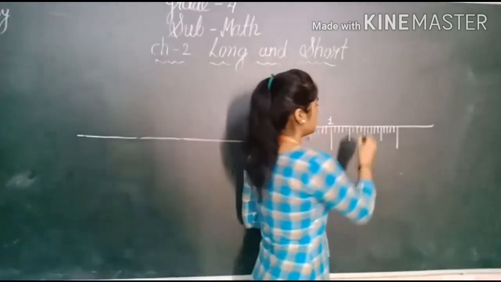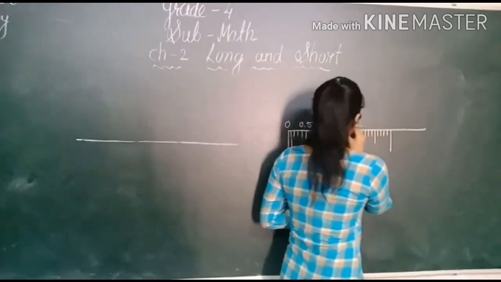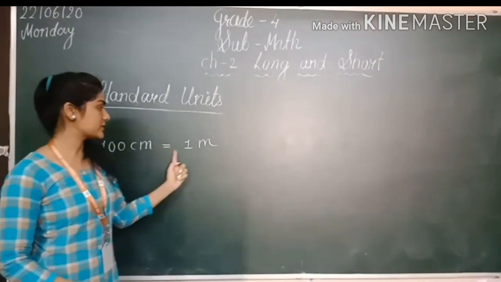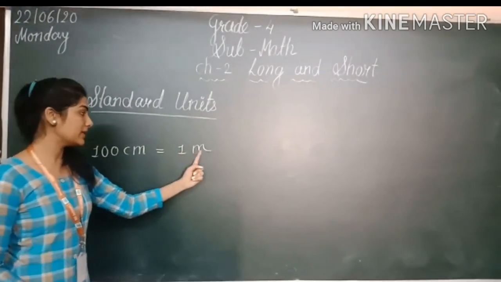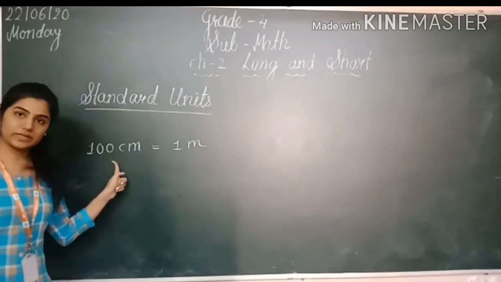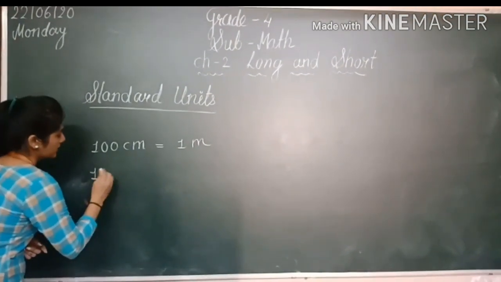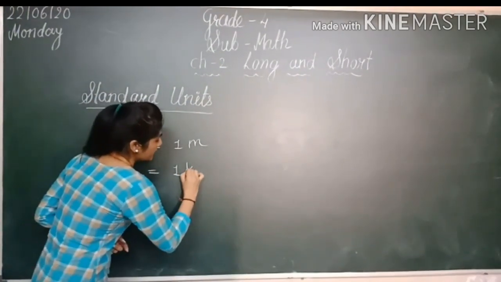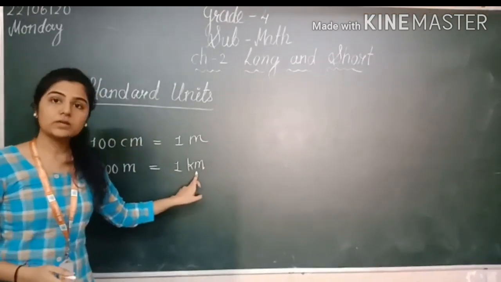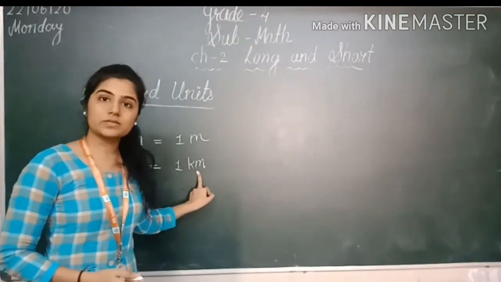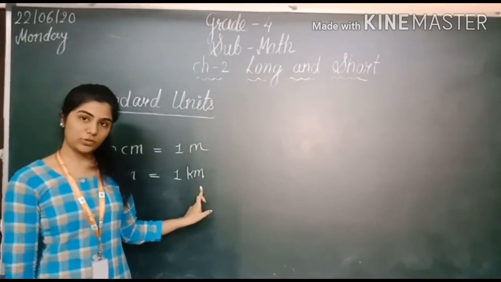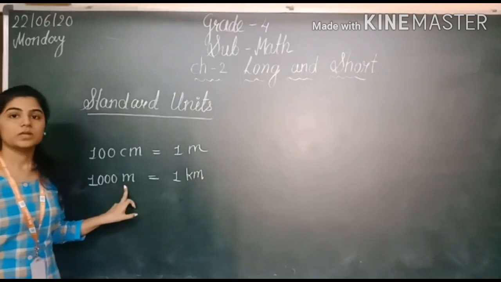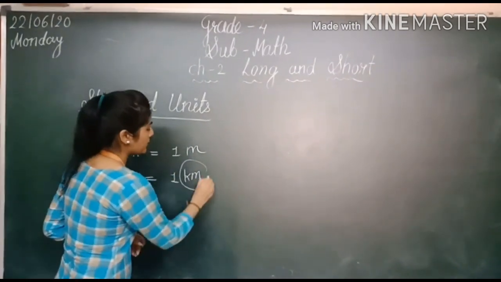That means continuing this, 1, 2, like this. That means 100 centimeters is equal to 1 meter. This means how many centimeters are there in 1 meter? 100 centimeters. Now we are talking about kilometer. 1000 meters is equal to 1 kilometer. Now kilometer we use for long distance. 1000 meters is equal to 1 kilometer. That means how many meters are there in 1 kilometer? 1000 meters. Now why are we using kilometer?